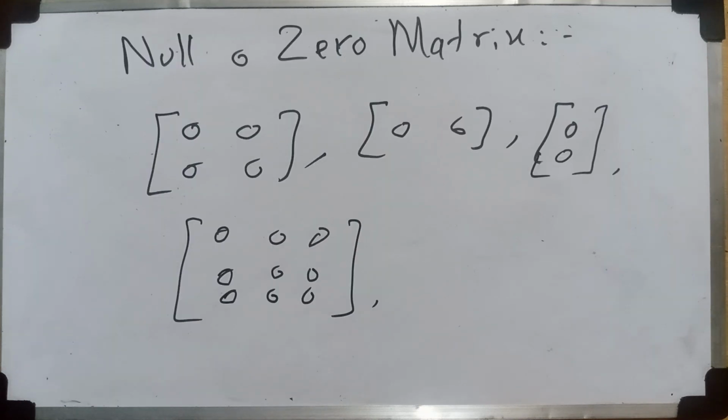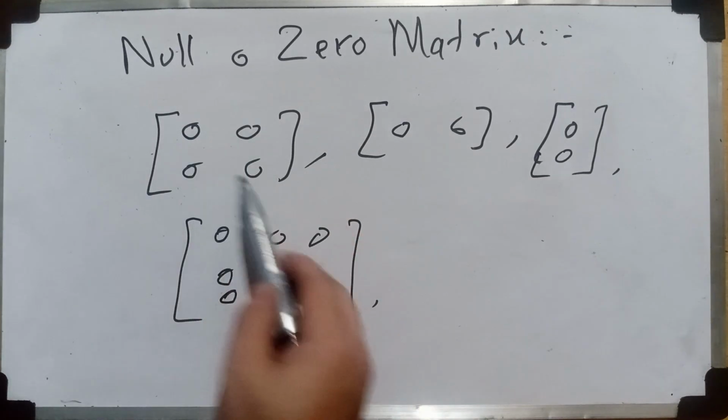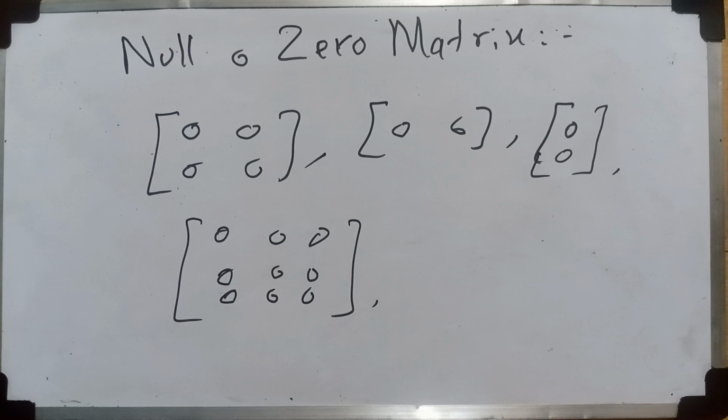So now we will see what's meant by a null matrix or a zero matrix. Any matrix with all the entries, all the numbers, being 0 is called a null matrix or a zero matrix. We will have to know the null or zero matrix because it's going to be used in certain operations. So that's why we'll have to understand this type of matrix. If all the entries of a matrix are 0, it's a null or zero matrix.